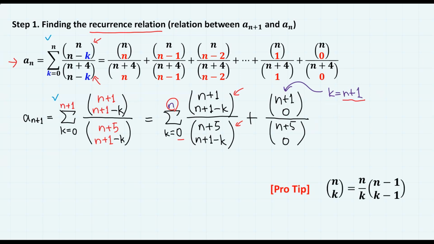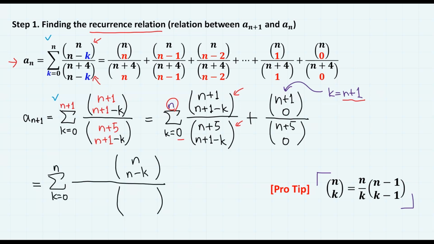We want to change these binomial coefficients to something that are present in the expression for a_n. This can be done by using the following famous property of binomial coefficients. N choose k is equal to n over k times n minus 1 choose k minus 1. Applying this formula, we have now n choose n minus k here multiplied by n plus 1 over n plus 1 minus k, and in the denominator, now n plus 4 choose n minus k multiplied by n plus 5 divided by n plus 1 minus k. And the second term just gives 1.